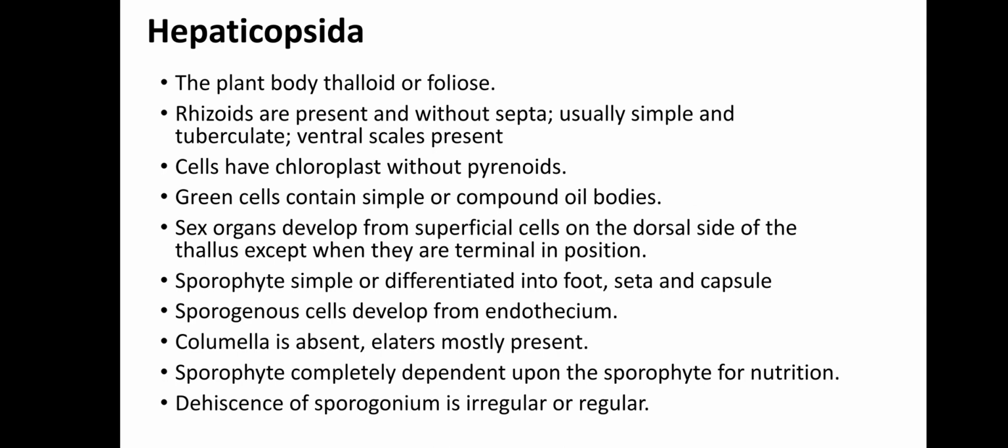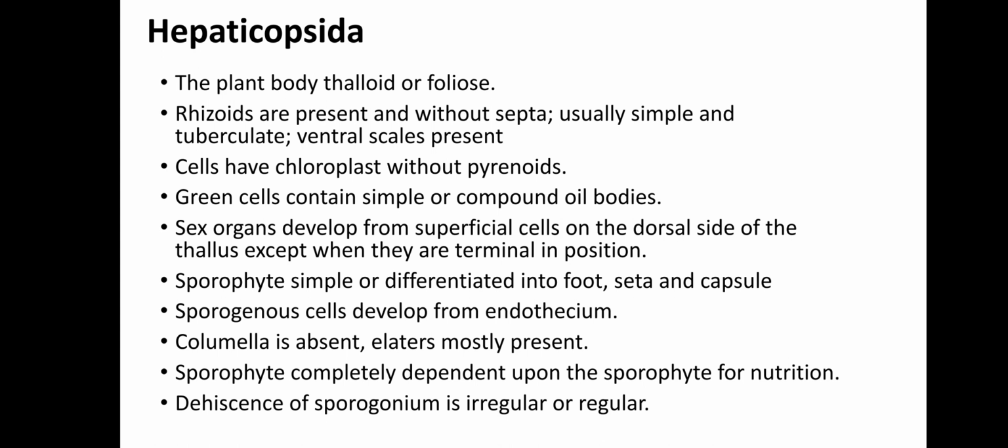So what are the basic features of Hepaticopsida, which is the first class of Bryophyta? The plant body is thalloid or foliose. Foliose means leaf-like structure. Rhizoids are present, that means root-like structures are present, but without septa, meaning there is no cross wall between them. They are simple or tuberculated. Tuberculated means dented. Ventral scales are also present. Cells have chloroplasts but without pyrenoids. Green cells contain simple or compound oil bodies as reserve food material.